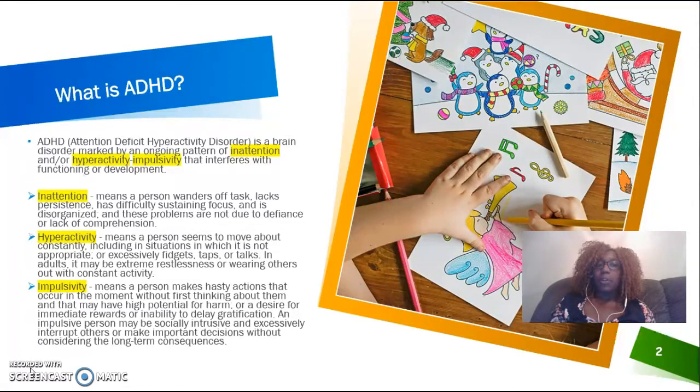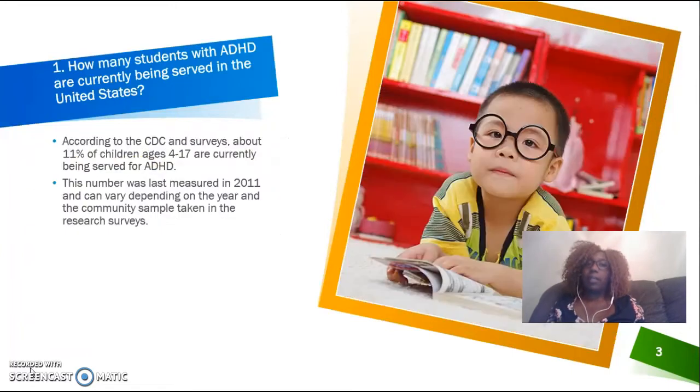Impulsivity means a person makes hasty actions that occur in the moment without first thinking about them, and that may have high potential for harm or a desire for immediate rewards or inability to delay gratification. An impulsive person may be socially intrusive and excessively interrupt others or make important decisions without considering the long-term consequences. Okay, so we're going to move on to our questions now.